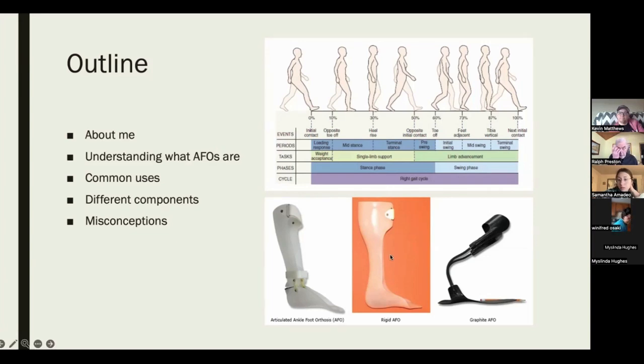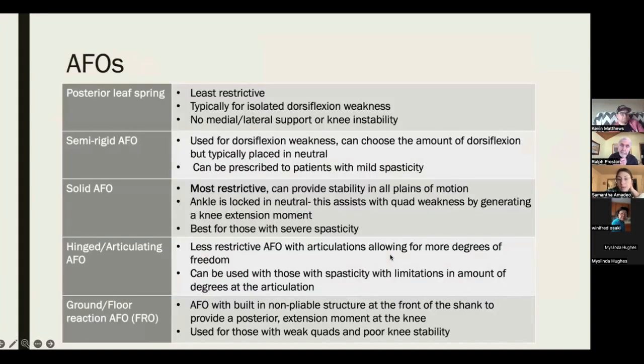Any questions so far on the types? Are there any types that any of you have or have used in the past? Good or bad experiences with them?